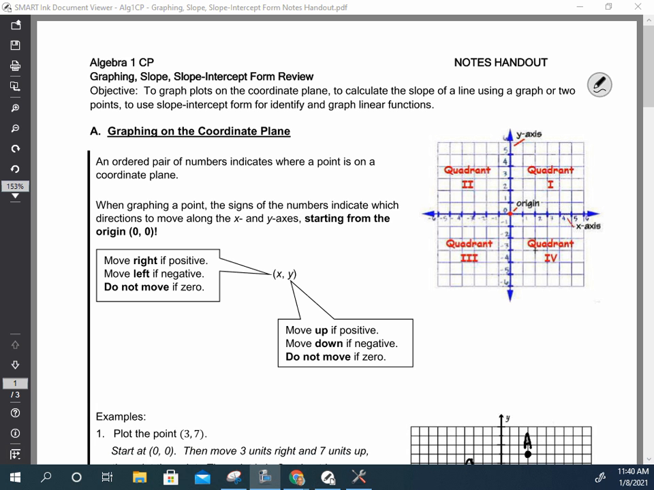So when you're plotting points on a graph, you always start at the origin. Always start in the middle. First number tells you whether you're moving left or right. Move to the right if it's positive. Move to the left if the number is negative. Don't move if it's 0. The second number, the y-coordinate, move up if it's positive. Move down if it's negative. Don't move if it's 0.